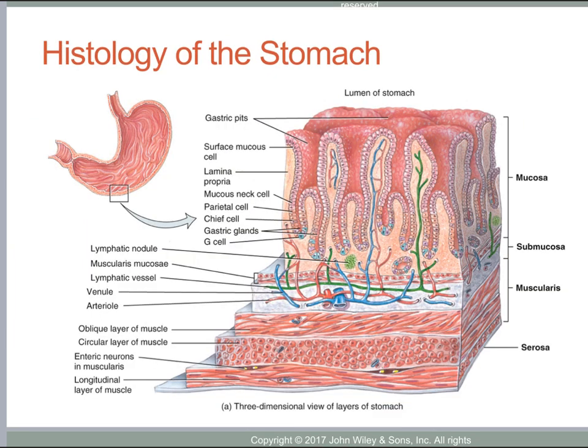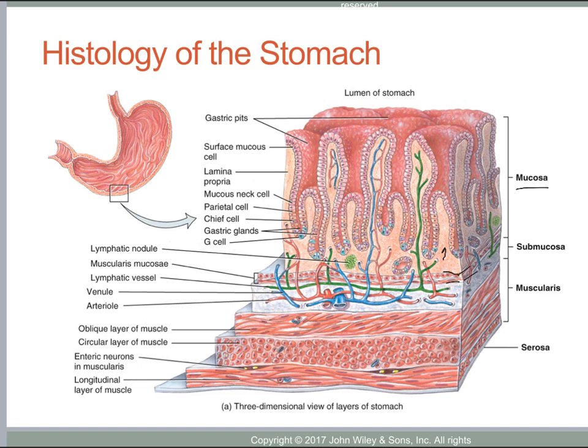This slide walks us through the histology of the stomach, where we start right here, the basic layers. We start with the mucosa, and we remember that this is our epithelial layer. We have our lamina propria, this peachy colored layer here. And we have our muscularis mucosae, so our band of muscles right here.